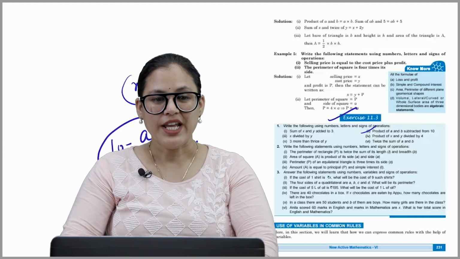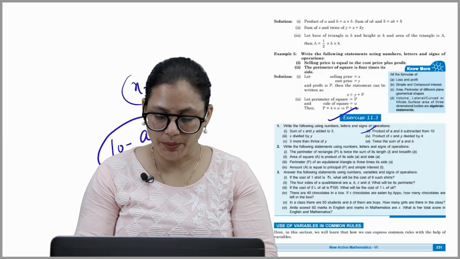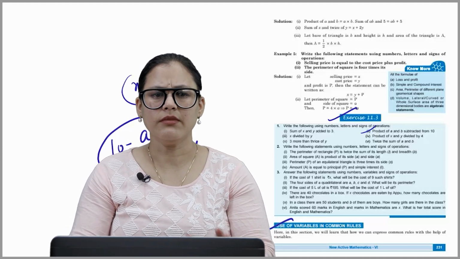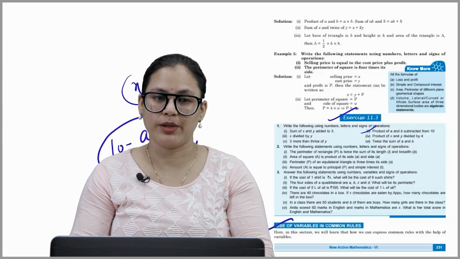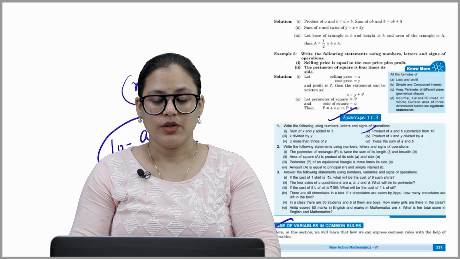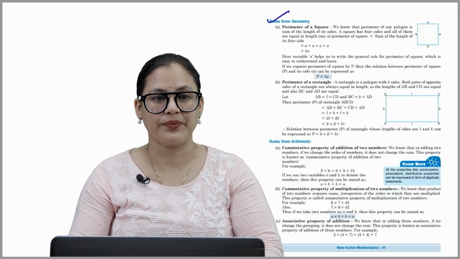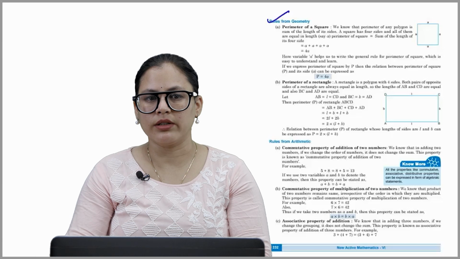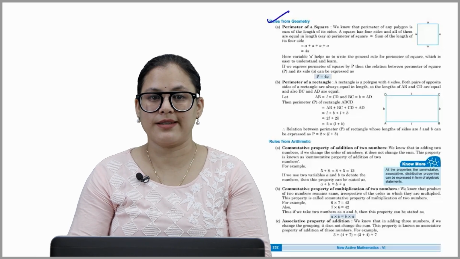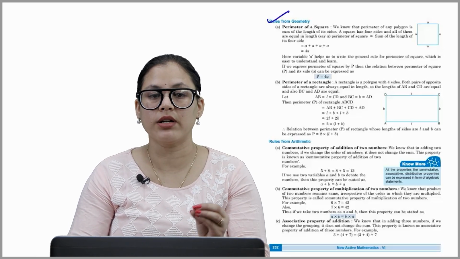Right, students? Now, use of variables in common rules. Here in this section, we will learn how we can express common rules with the help of variables. Rules from geometry. A, perimeter of a square. We know that perimeter of any polygon is the sum of the lengths of its sides. A square has 4 sides and all of them are equal in length.